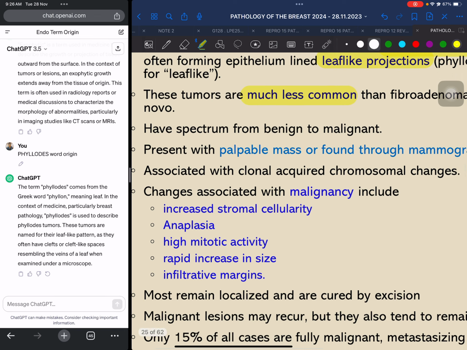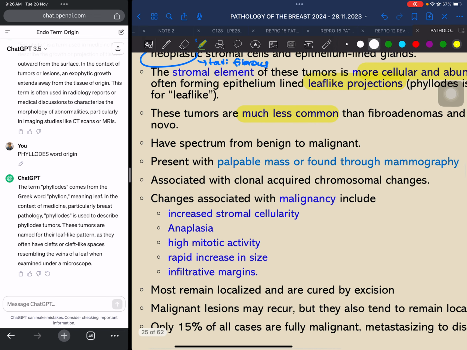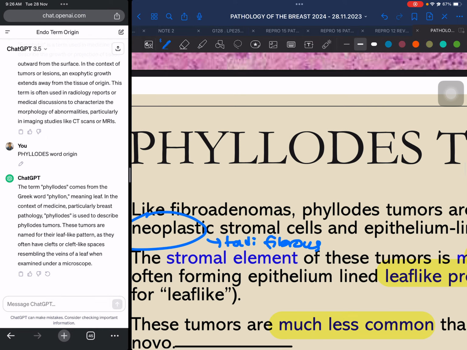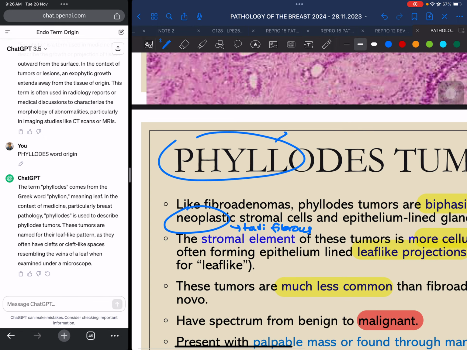Most of them, however, are benign, remain localized, and are cured by excision. When you have a malignant lesion, it can recur, but it also tends to remain localized.